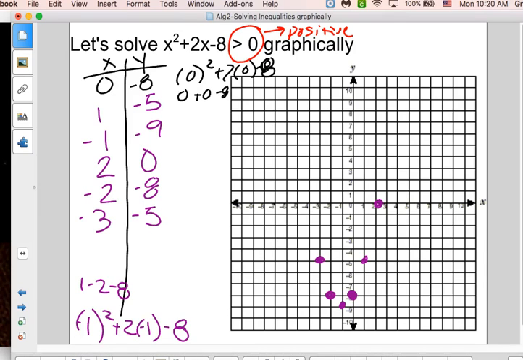And then what would be the last number we need to plug in? Negative 4. So we're just making sure we got both parts of our U. Since we're comparing it to 0, we need to make sure we get all the way up to 0. When you plug in a negative 4, what do you get out? 0.